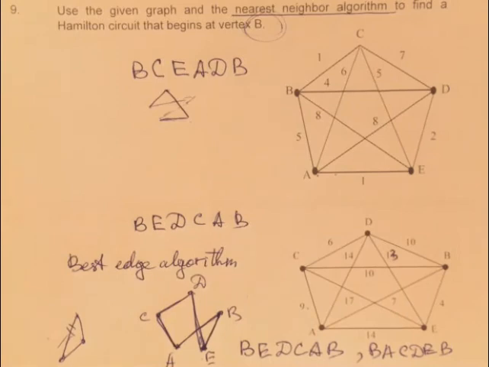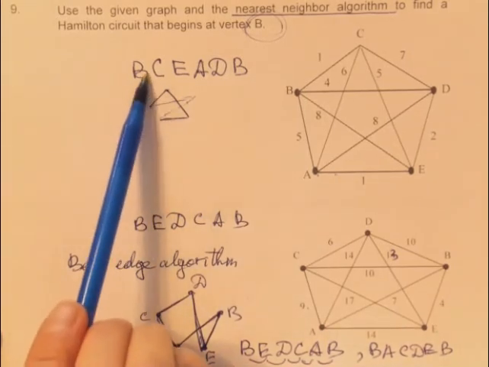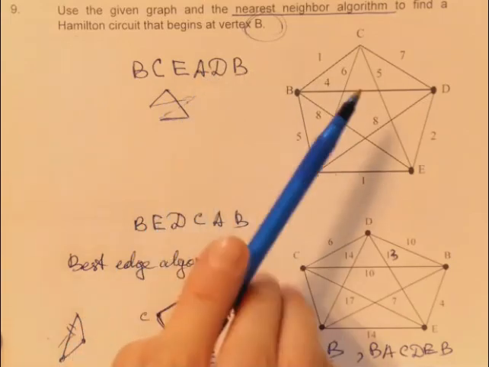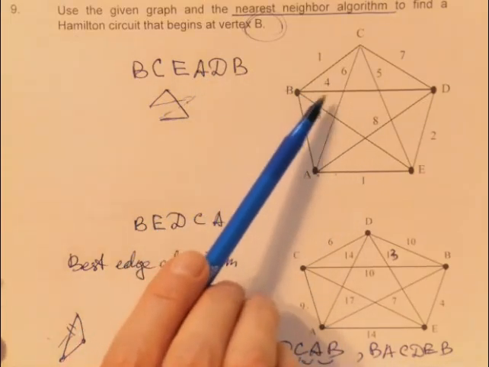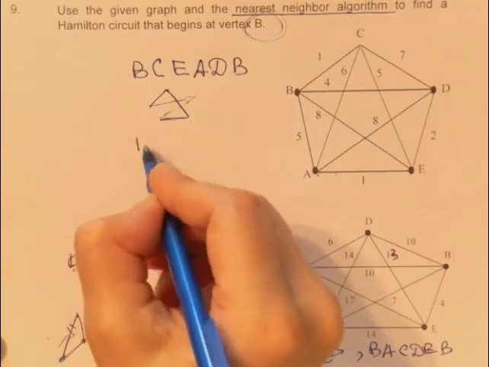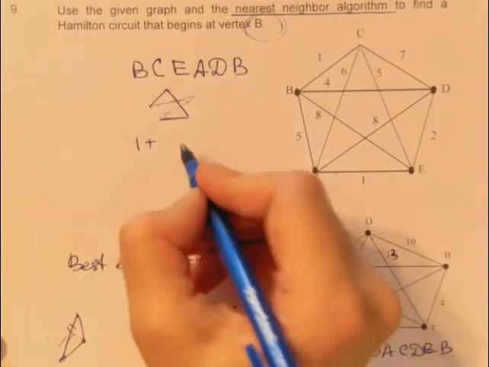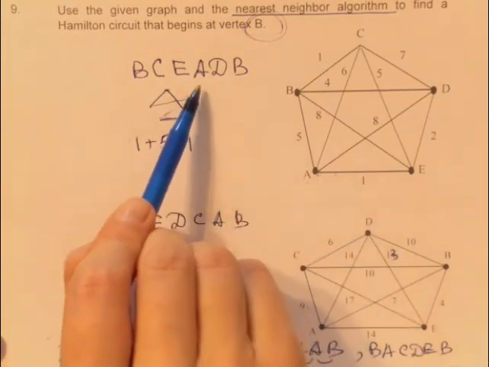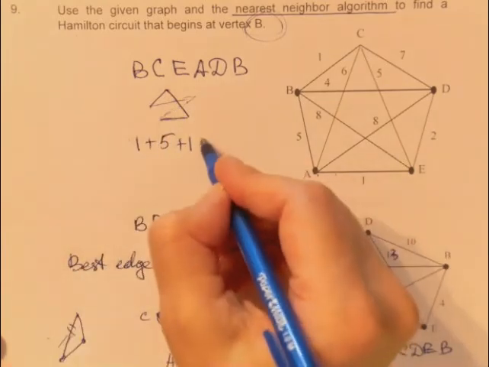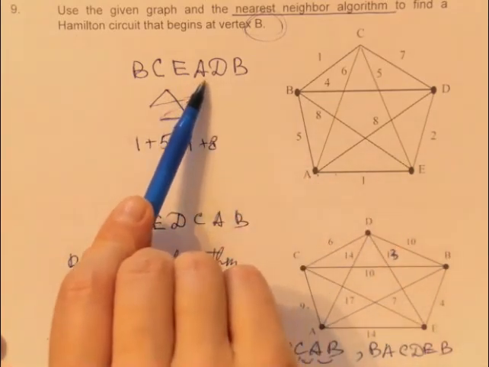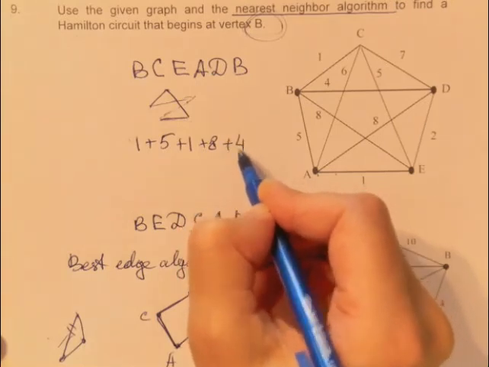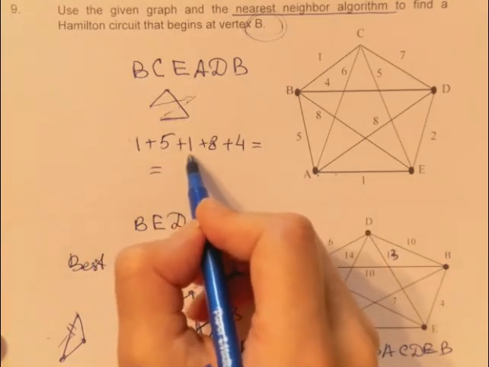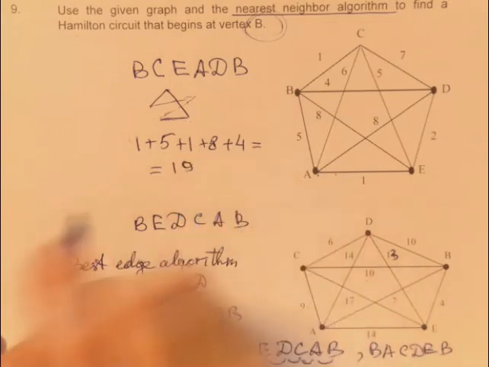If the question asks you to find the weight of a circuit, you add all these weights together. Or in this B, C, E, A, D, B, let us find the weight of this circuit. BC is 1 plus CE 5 plus EA 1 plus AD 8 plus DB 4, so 10, 19, the weight of the circuit.